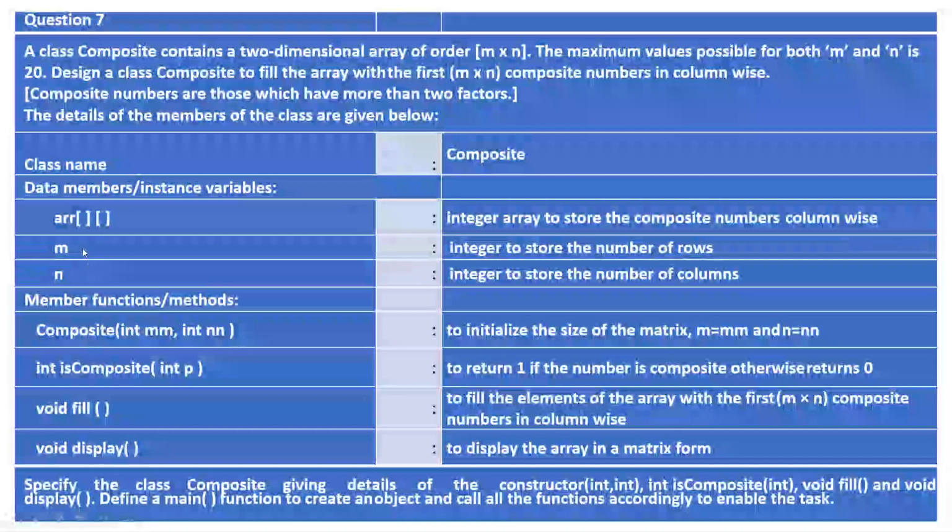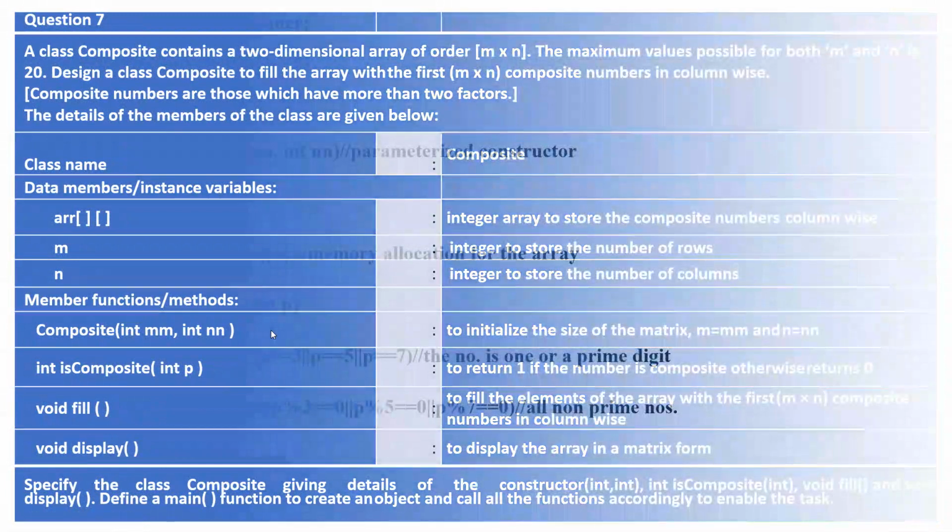Class name composite with data members: a 2D array ARR, m and n, the rows and columns. We have a parameterized constructor over here. Then int is composite int p, which will check whether p is a composite number and return 1, otherwise return 0. Here it's not mentioned whether it can be a recursive or non-recursive process, so each student is free to use any logic. Void fill and display method.